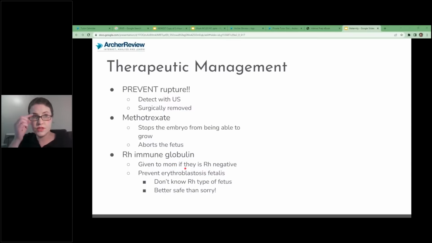Remember though, if a mother is Rh negative, even if it's an ectopic, she's going to be bleeding. And if that embryo is Rh positive, she could develop anti-Rh antibodies and develop erythroblastosis fetalis with her next pregnancy. So if you have someone who's Rh negative and they're bleeding because of a suspected ectopic, give RhoGAM. Better safe than sorry. Don't let their body make those anti-Rh antibodies.